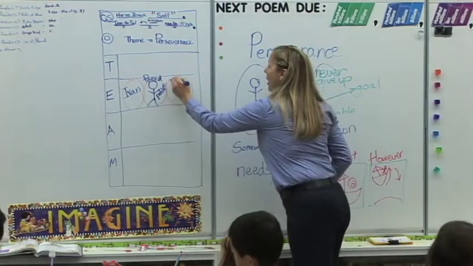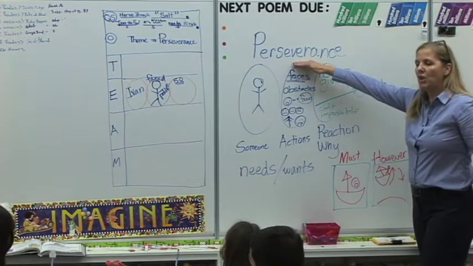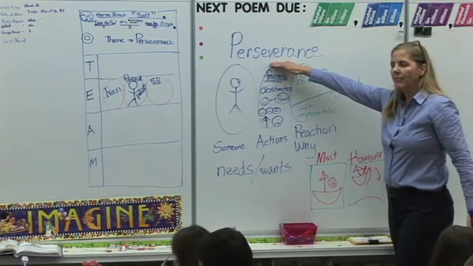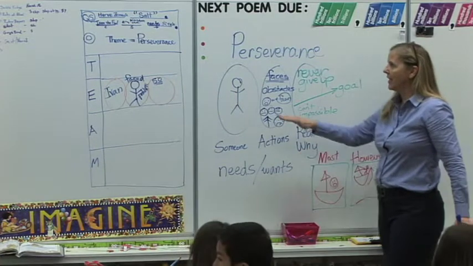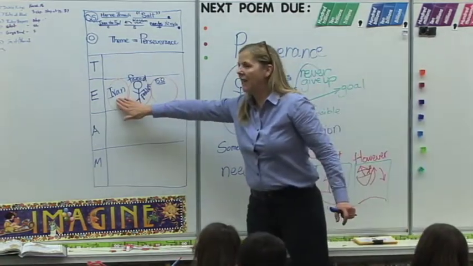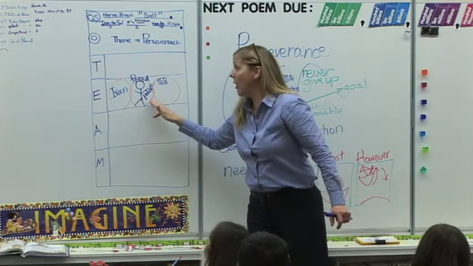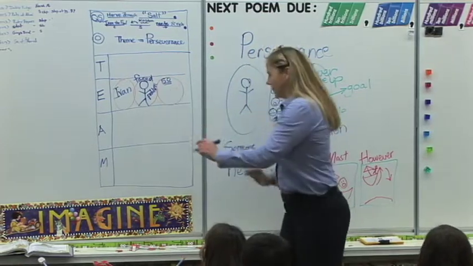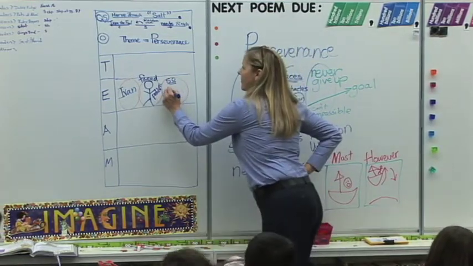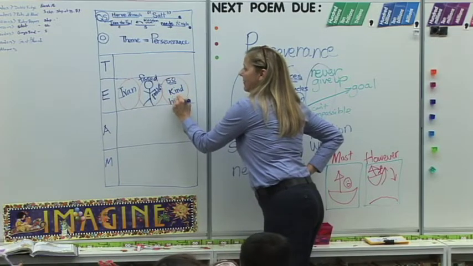Now, why does that show Ivan didn't give up? Put the word so on there. So this is the reaction. This is why it shows perseverance. Ready, everyone? Go. Say Ivan. Go. Ivan faced the giant by telling him his problem. So, what happened? The giant gave him the kindness. The giant was kind and helped him.